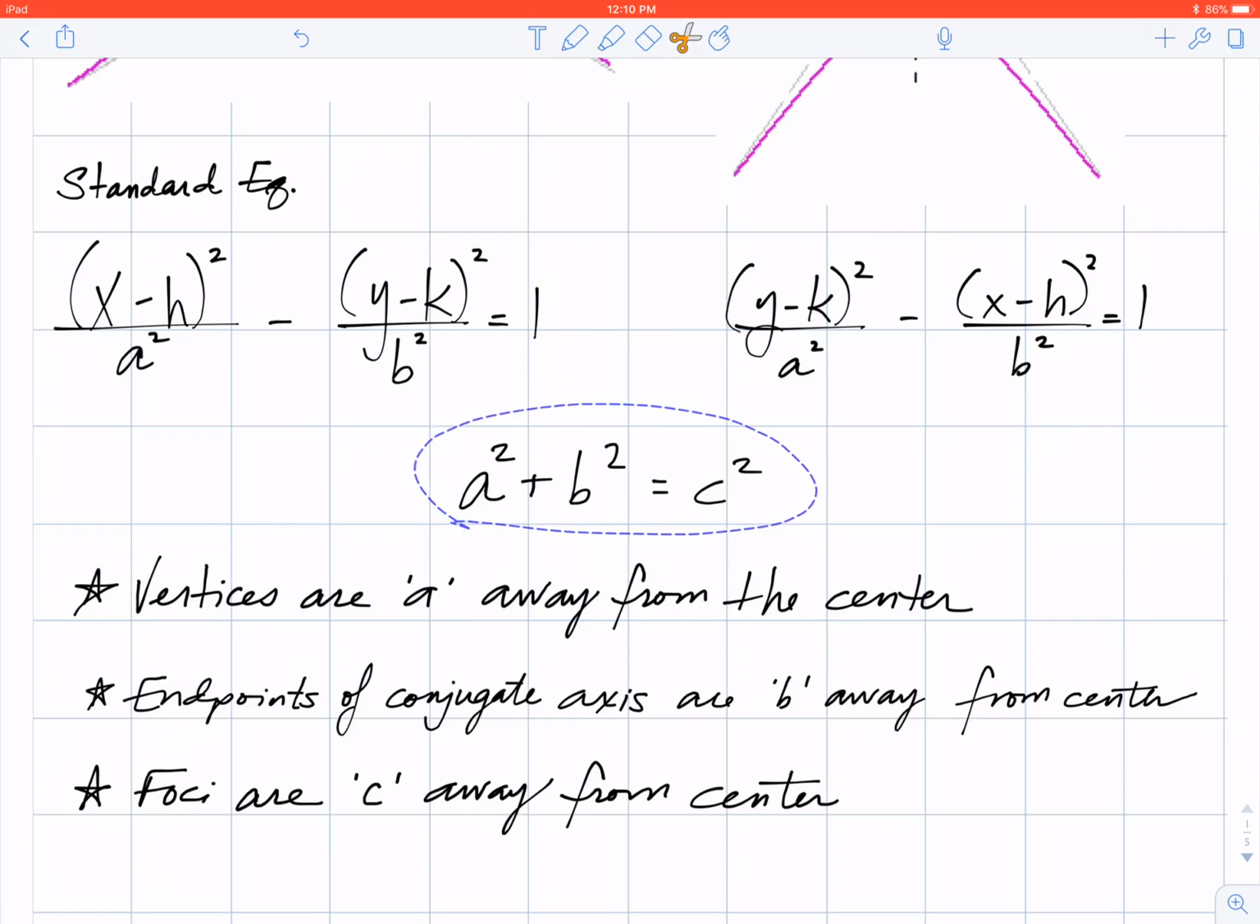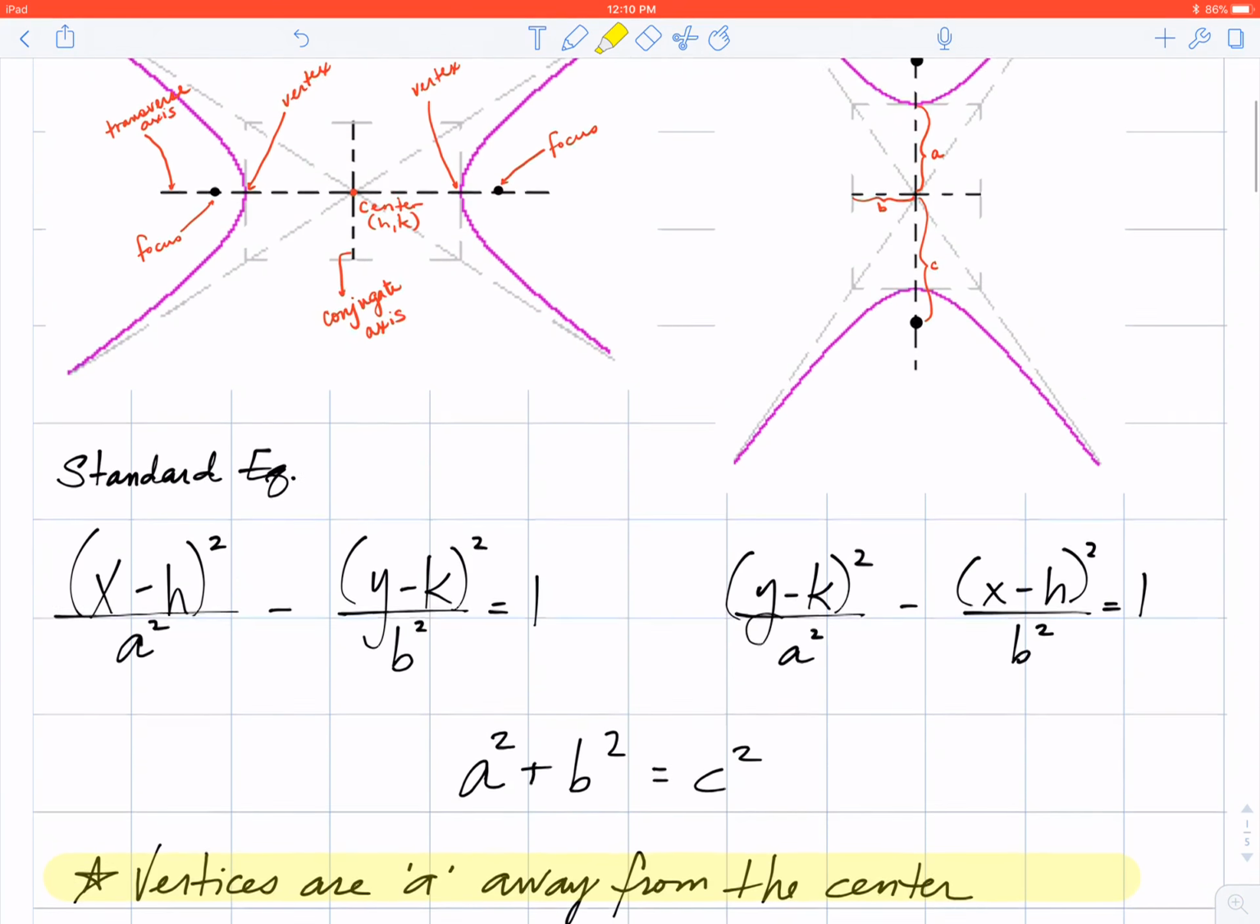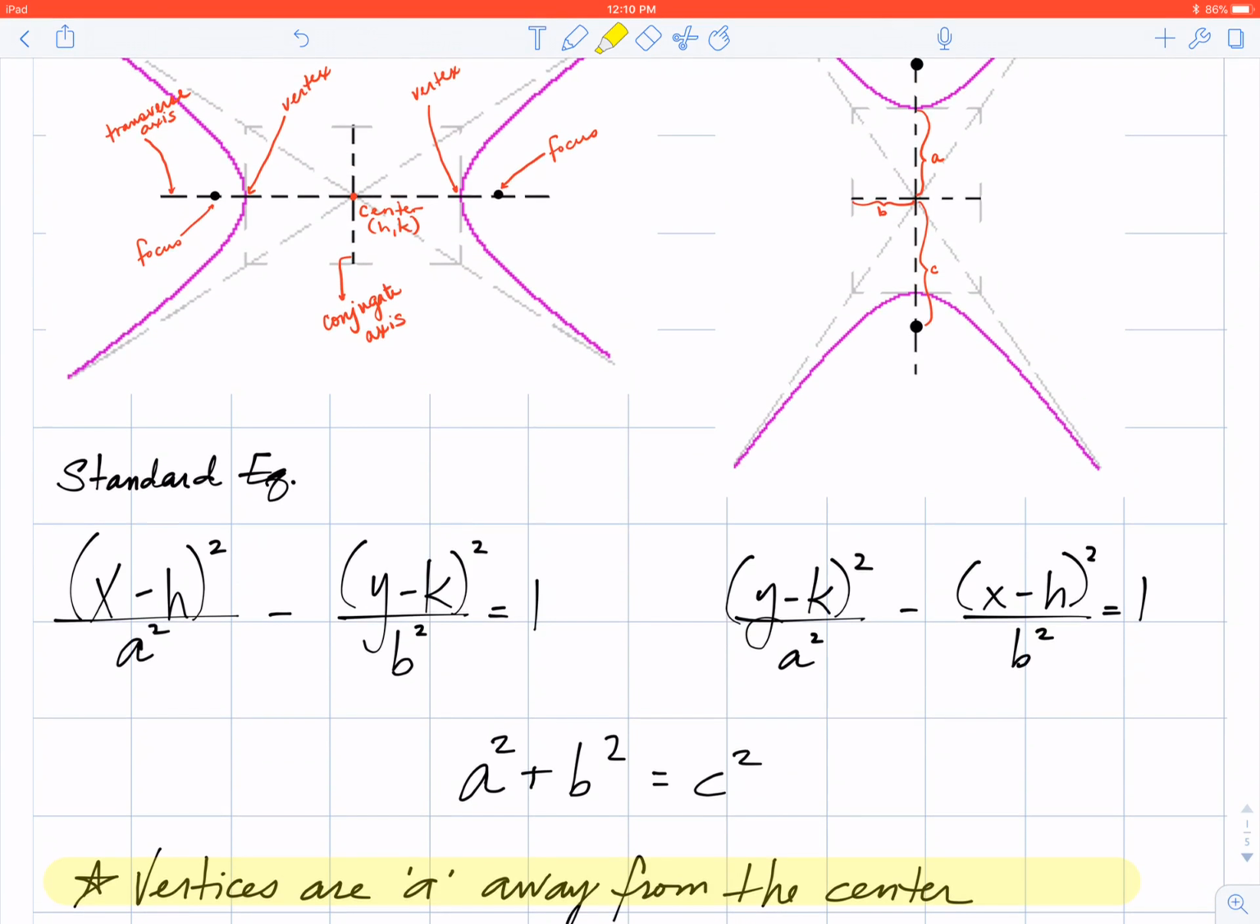And then last but not least, I have three statements to make, and I made these same statements back in the ellipse section, because they're exactly the same statements for ellipses as they are for hyperbolas. That first statement is that my vertices are always going to be a away from the center. My endpoints of my conjugate axis are always going to be b away from the center. And thirdly, my foci are always going to be c away from the center. And that deals with those three distances that we dealt with on the right-hand picture.